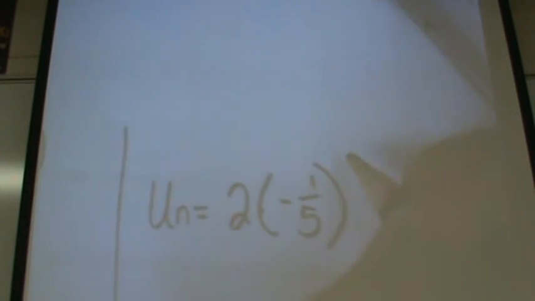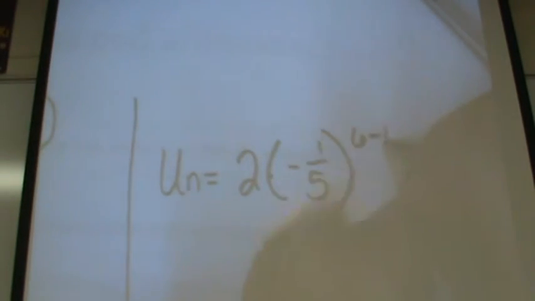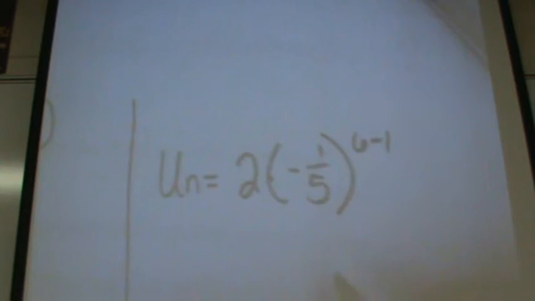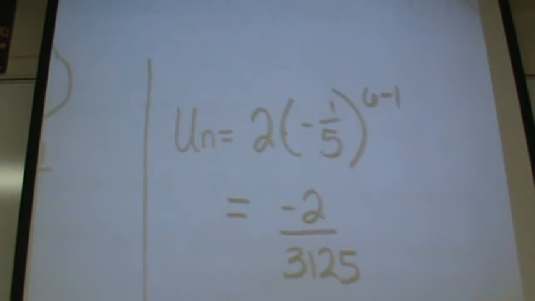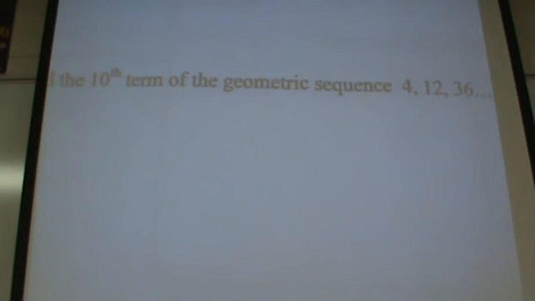Now, if you wanted to use the formula, it looks like this. You have to know the first term, which is 2. You have to know the r value, which we know. And you're going to do 6 minus 1, and you'll get the same answer, -2 over 3,125. Okay, next. Can you tell me the 10th term?